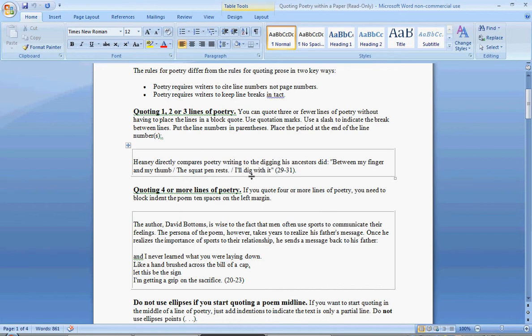So why are they doing that? Why are they doing the hash marks? Because that's denoting different lines from the poem. If you notice, the citation here is 29, 30, and 31. That's the lines of the poem. So here's line 29, here's line 30, and then here's line 31. So for every line of poetry, you put a hash mark in there.